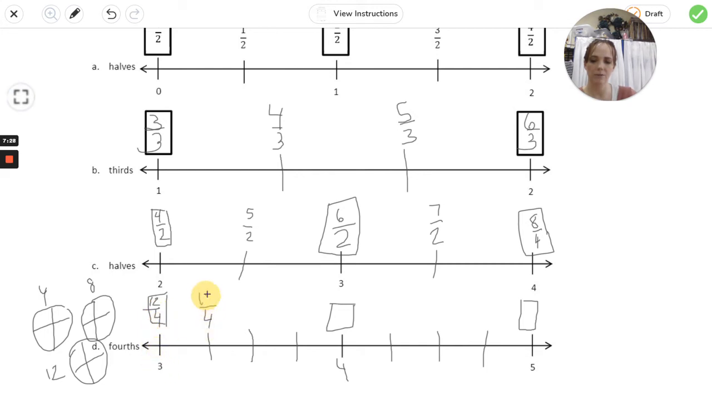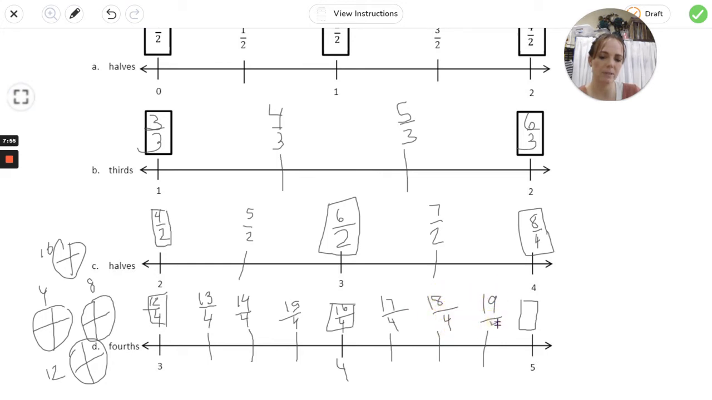I know that after 12 comes 13 and 14 fourths, 15 fourths, 16 fourths. So if I was to add another whole to this, I would have 16 fourths. And then 17 fourths, 18 fourths, 19 fourths, and 20 fourths.